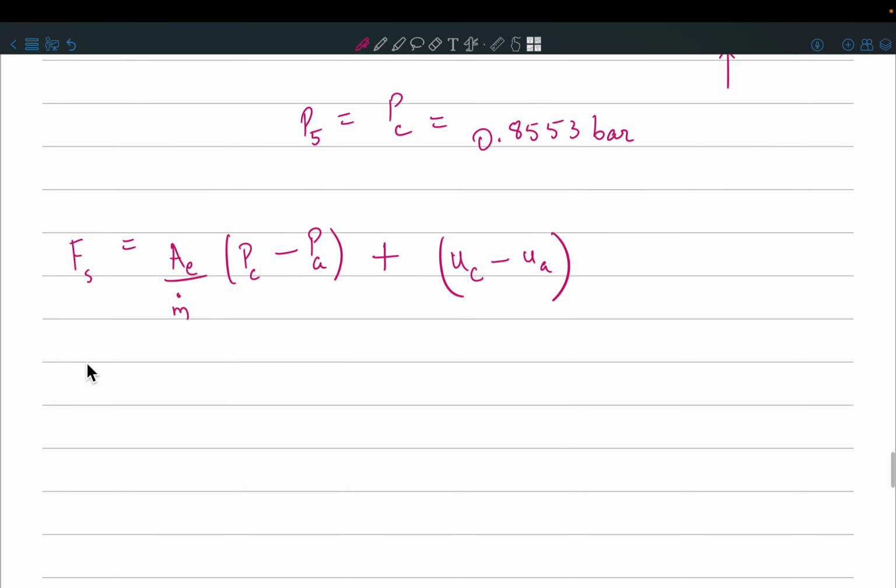Any idea? So what is UA? We know the inlet Mach number, right? And we have also the speed of sound, so M into a. So similarly, how do we find UC?